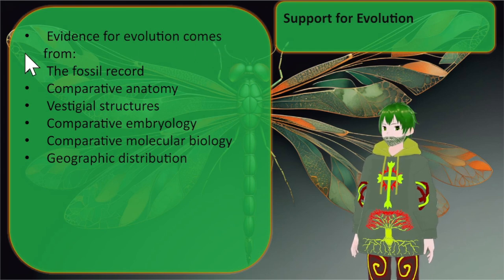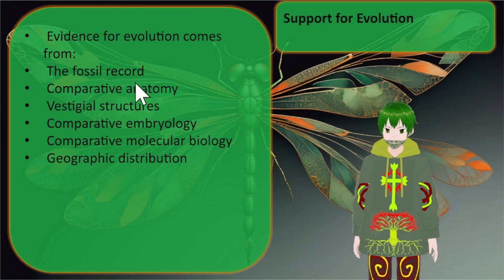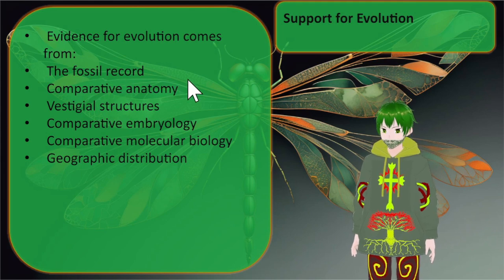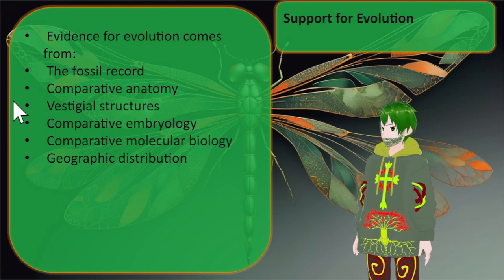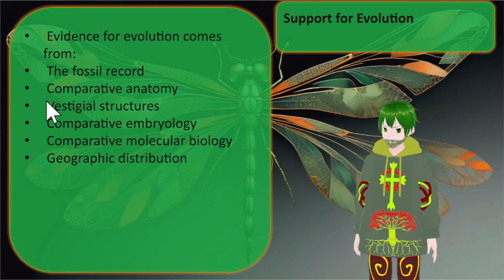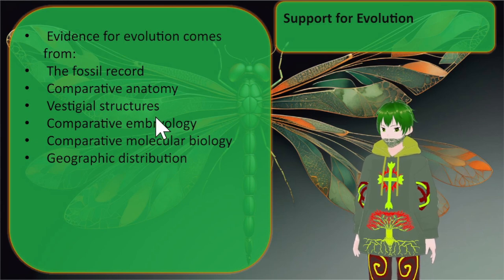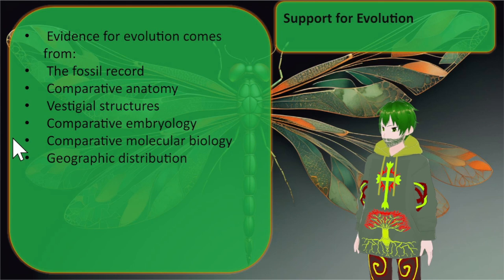So evidence for evolution can be found from the fossil record, because it looks like life started out simple and became more complex over time. Comparative anatomy, because it looks like some characteristics can be shown to be shared by multiple organisms, and perhaps they came from a common ancestor. Vestigial structures, which is the loss of function, so a structure that did something previously and then no longer does that thing.